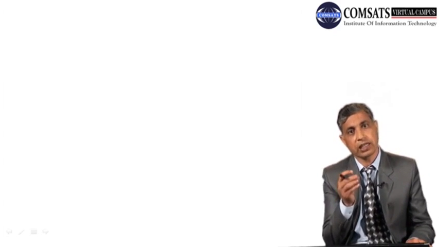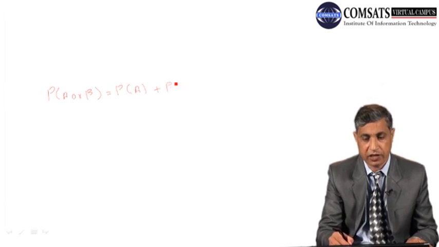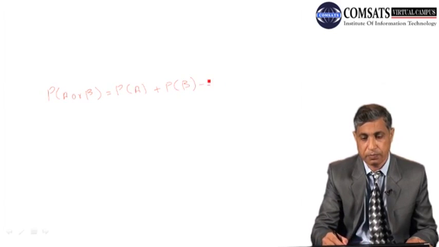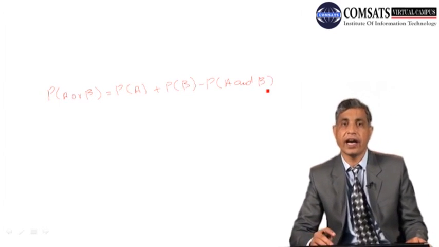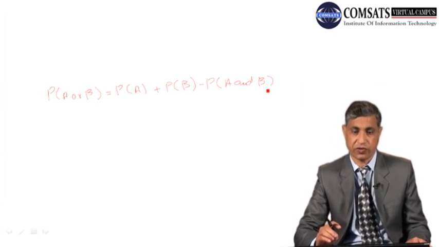I am just keeping it simple by supposing that only two events can occur. So how can this happen? The probability of A or B is equal to the probability of A plus the probability of B minus the probability of A and B. So this is the formula to add the probabilities of not mutually exclusive events.